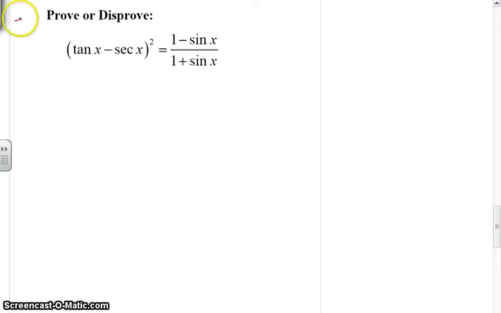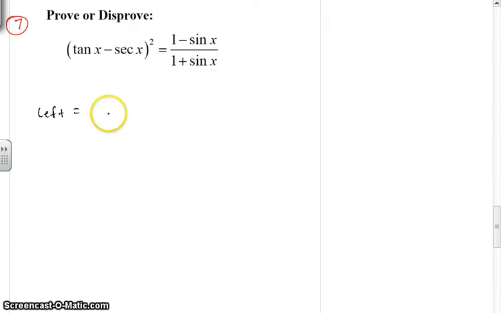All right, here's number 7 of our in-class proof festival. I'm going to go ahead and start on the left side. It seems like, let's change everything to sine and cosine. I noticed that the denominator of both of these is sine x or cosine x. That's sine x over cosine x, and that's 1 over cosine x.